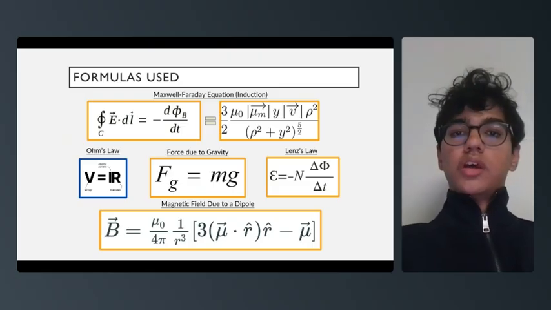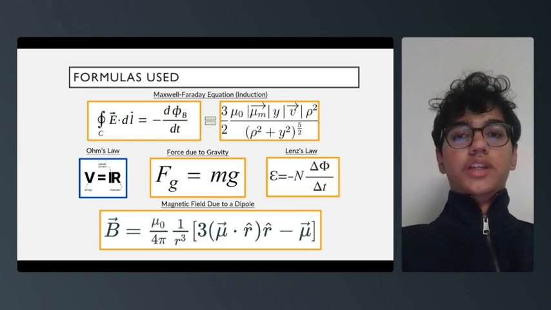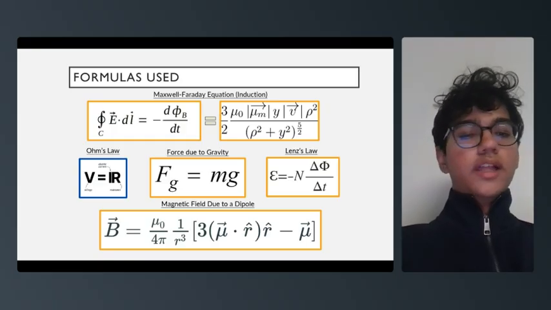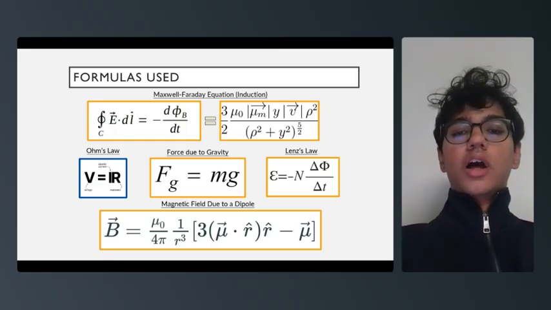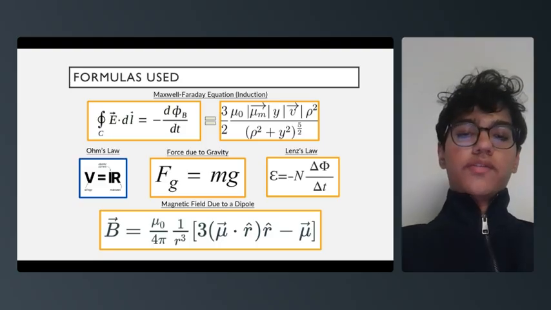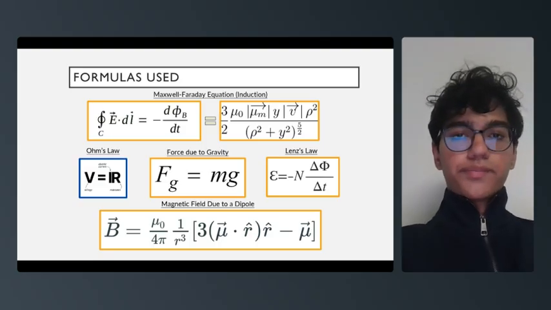Formulas used. We use Maxwell's Faraday's equation, the line integral of the electric field, or the voltage, equals negative dΦ_B/dt, where Φ_B is the magnetic flux; the force due to gravity, mg; Ohm's law, V equals IR; Lenz's law, which is just Faraday's law including the sign as well; and we also use the magnetic field of a dipole from Lab 4.